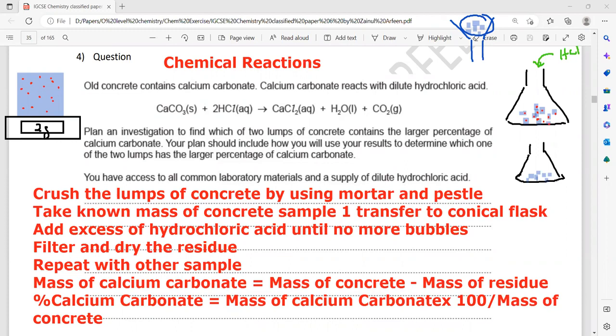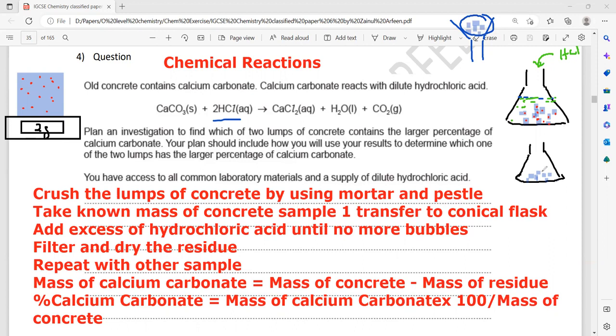Why do we use excess hydrochloric acid? Because we want to make sure that all calcium carbonate is removed from the mixture. We will add hydrochloric acid until all of the calcium carbonate is removed. Otherwise, if we add a limited amount of hydrochloric acid, maybe not all the calcium carbonate reacts. Maybe some calcium carbonate is still there. But we want to make sure that all calcium carbonate reacted. That's why excess hydrochloric acid is used for this reaction.